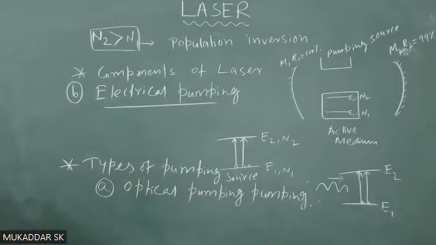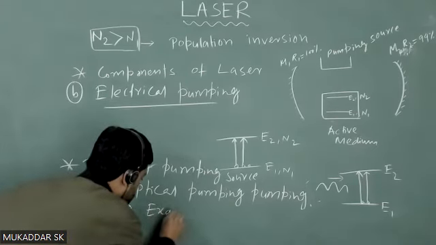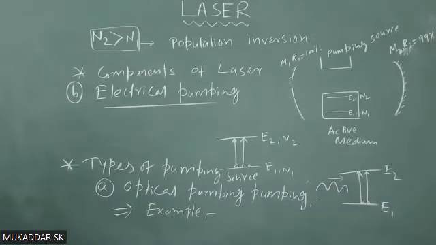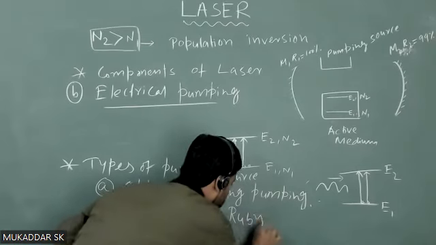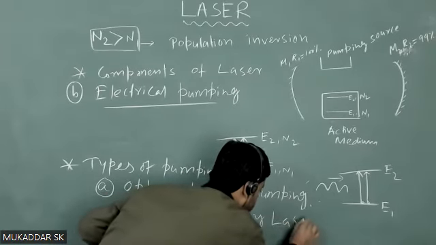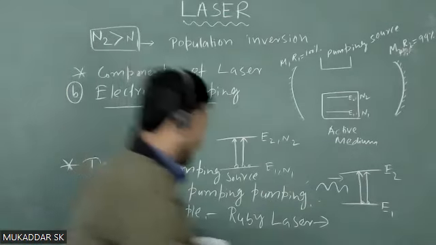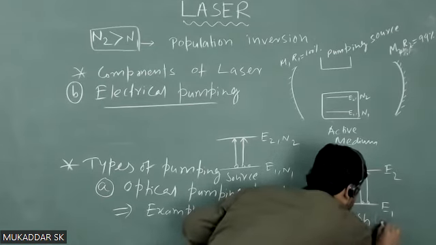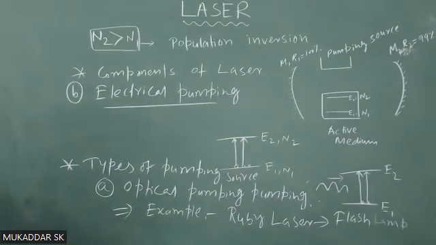Okay, so for optical pumping, an example of optical pumping is a ruby laser, in which we use a flash lamp to pump the atoms from E1 to E2.